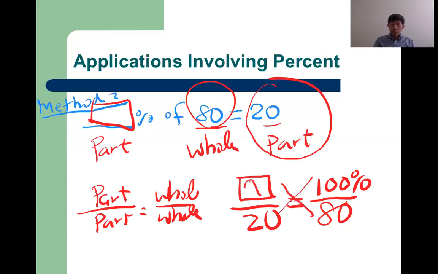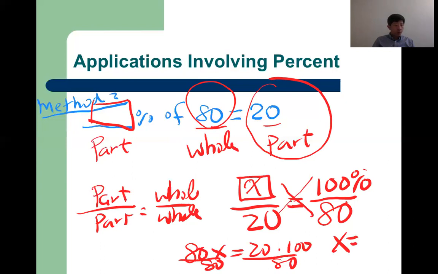And this is x, right? All right. So we set it up: 80x is equal to 20 times 100, right? So we solve the equation. Both divided by 80, and we can get x is equal to 25. Okay.